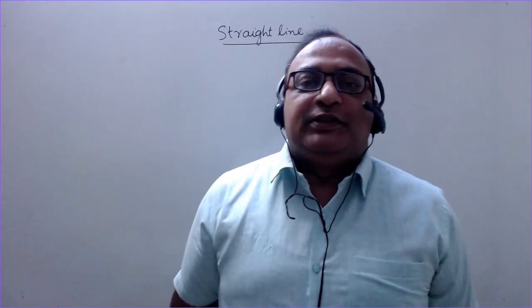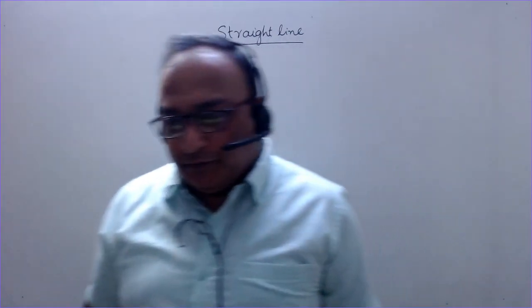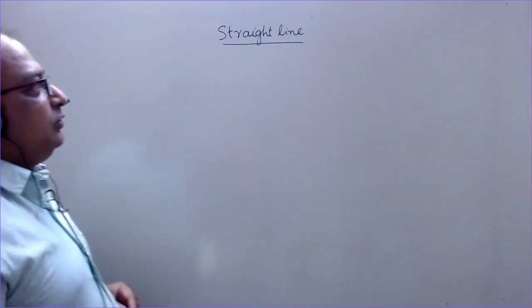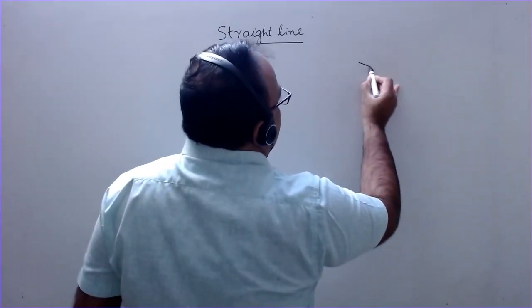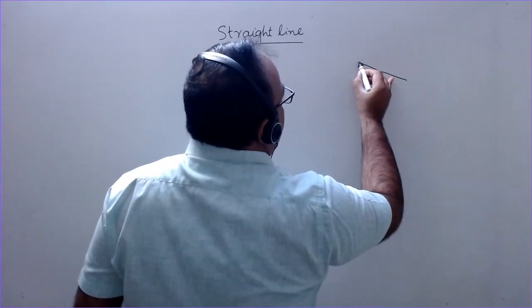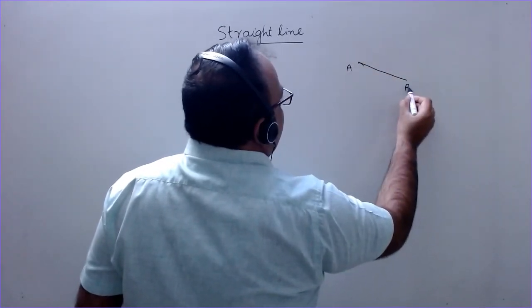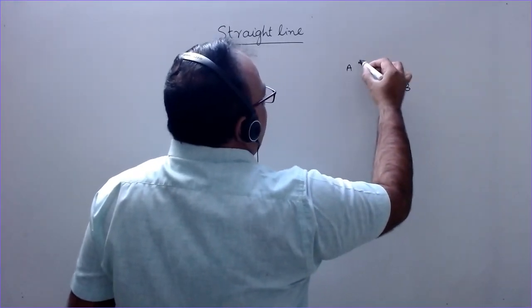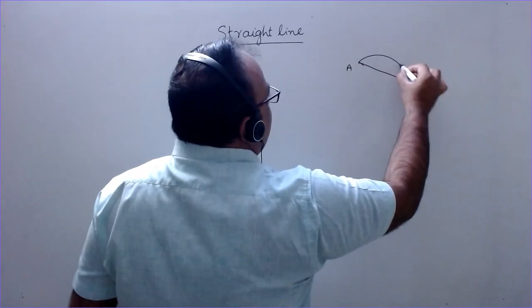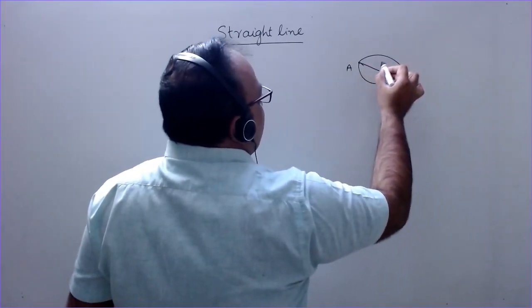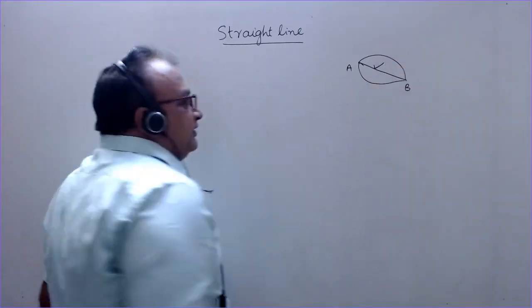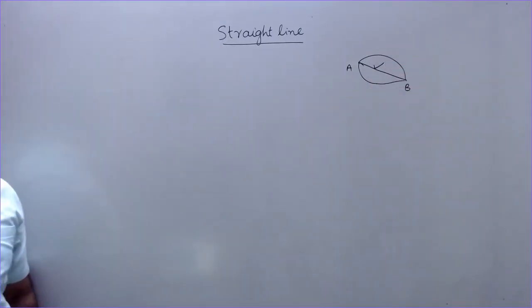Today we are going to discuss the topic of straight line. So as you all know, what is a straight line? Straight line is the shortest distance between 2 points. These are points A and B. If you join the 2 points, you can join them by several paths, and out of these, this one is the shortest. So AB is called a straight line.